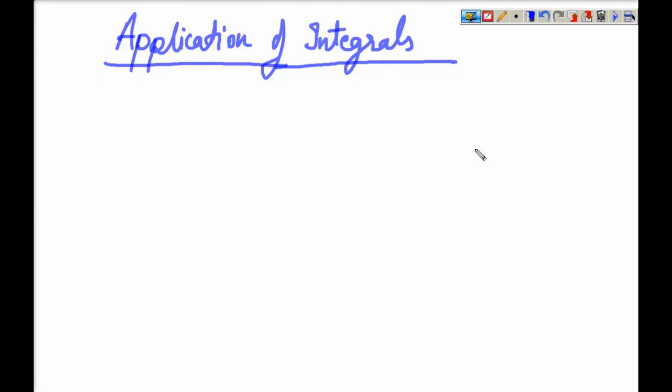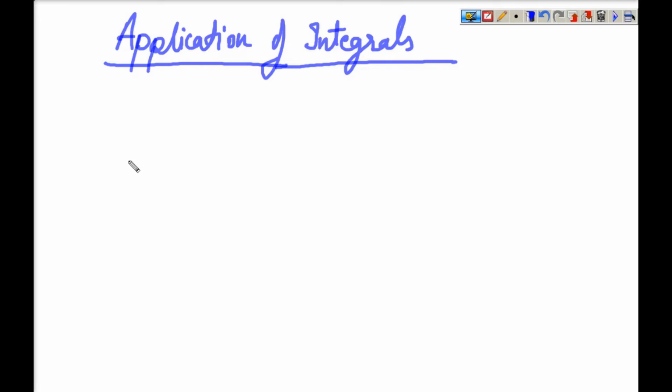So today we are going to talk about application of integrals in mathematics. There are many applications of integrals everywhere. So we can start with something basic: finding the area of a circle using integrals.